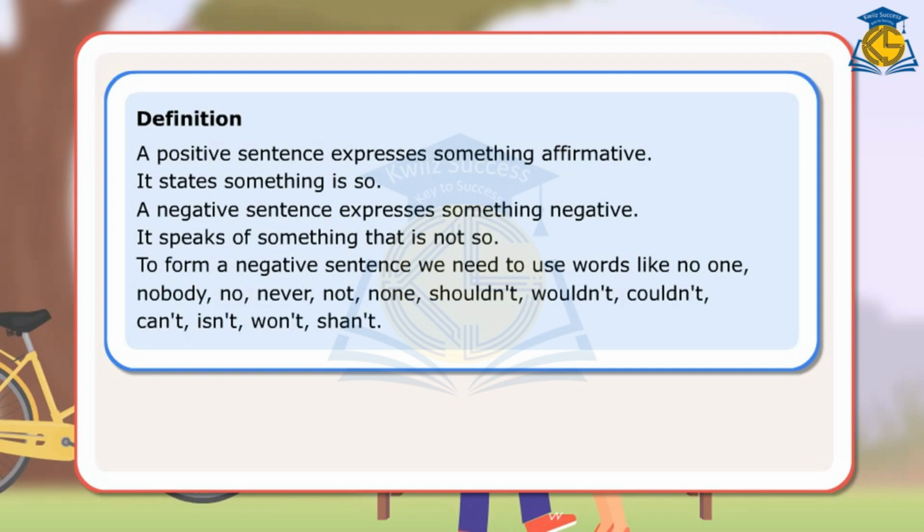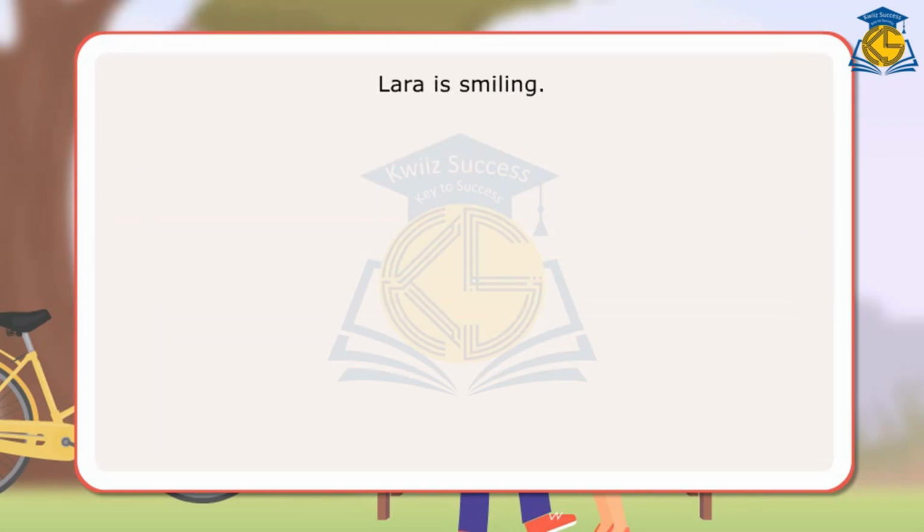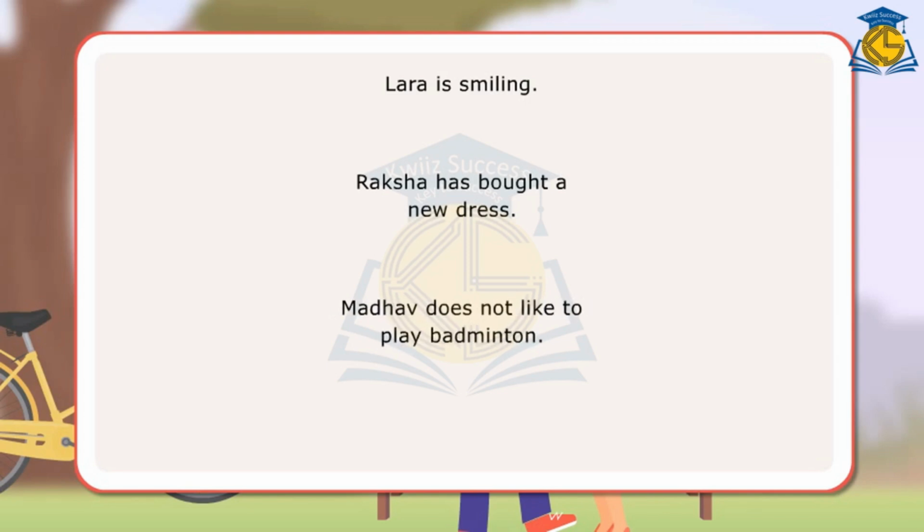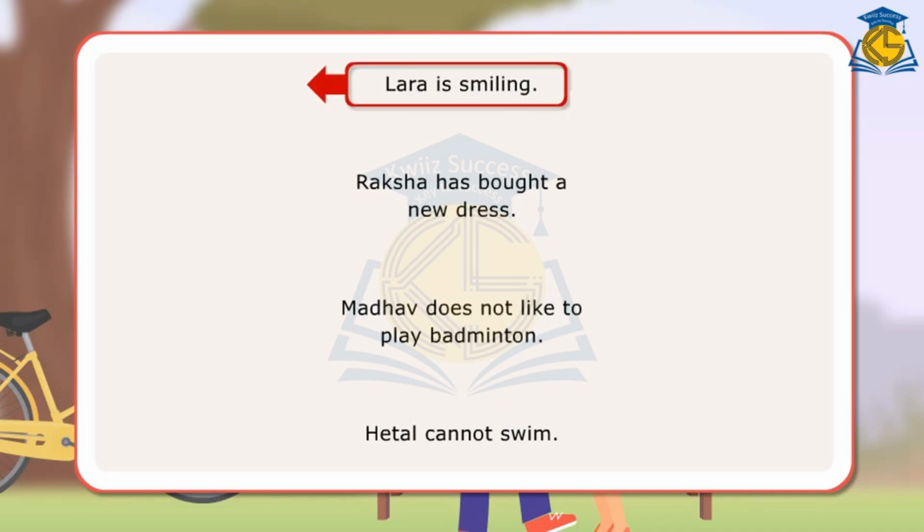Let us look at few sentences. Lara is smiling. Raksha has bought a new dress. Madhav does not like to play badminton. Hetal cannot swim. The first sentence affirms that Lara is smiling and so is a positive sentence.